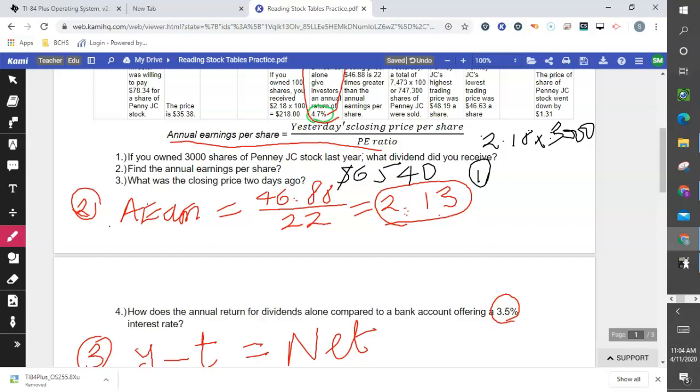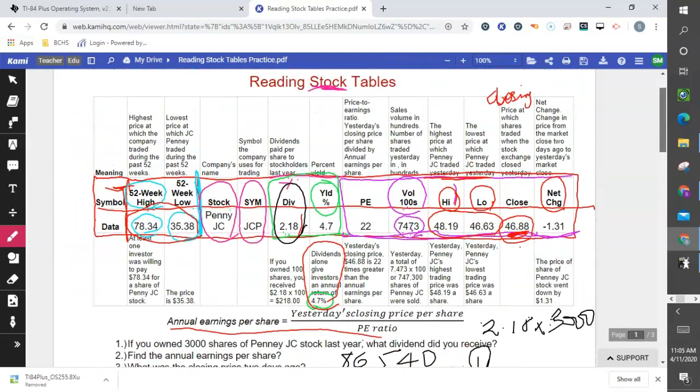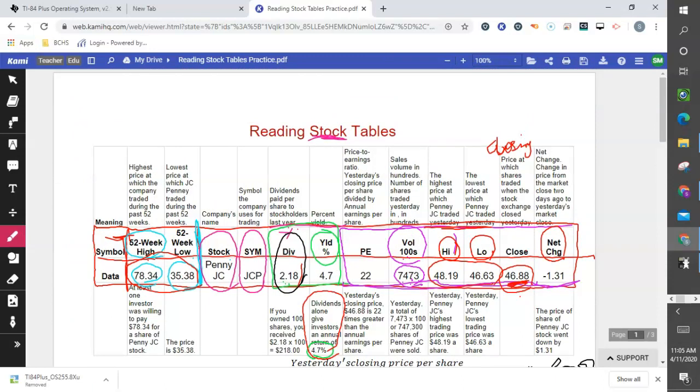You can just work it out to compare. All right. So anyway, this is how to read stock tables again.